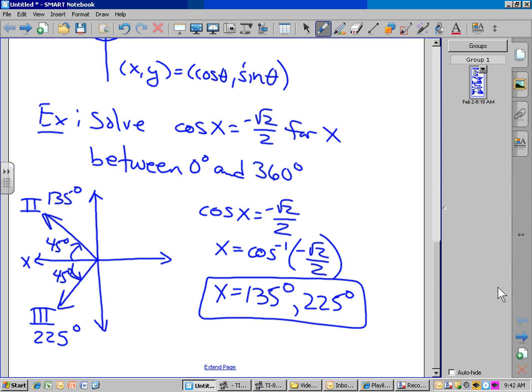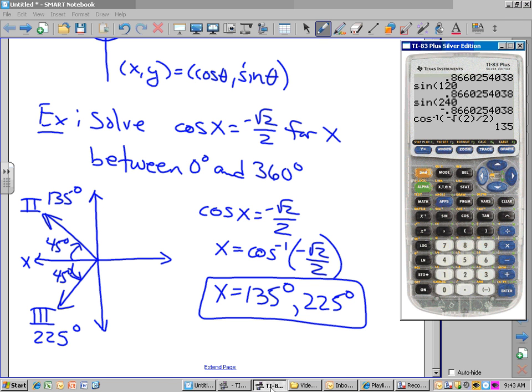Any questions on that? What's that? X. We're solving the equation. Well, you want to know what x value or what angle, right? You take the cosine of to get this ratio. So if I check my answers right now, cosine of 135 should give me negative square root of 2 over 2, or whatever the equivalent to that is. Negative square root of 2 divided by 2. So that's what we're trying to find. The angles that satisfy that.